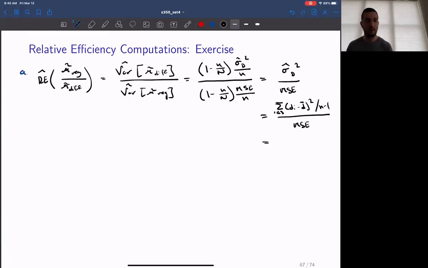So using what's given on the previous slide, we should be able to show easily that this value is equal to var diff over var reg, 0.945.